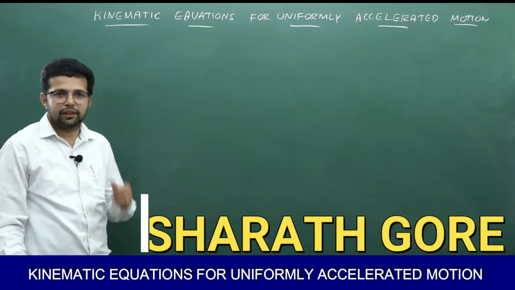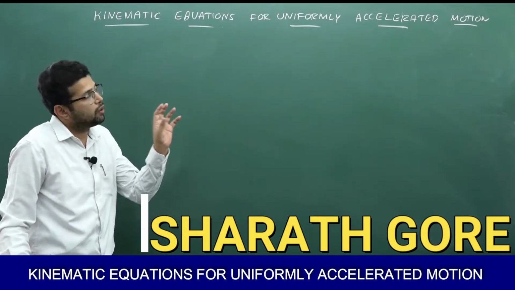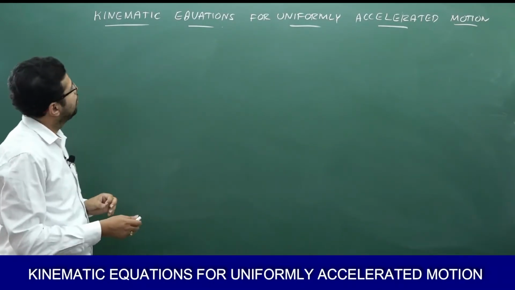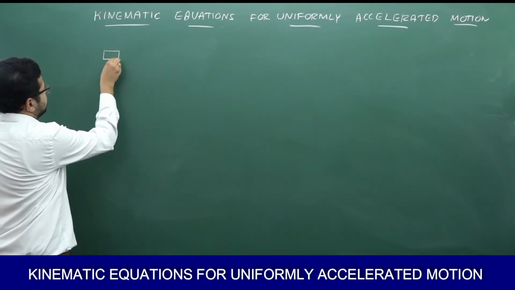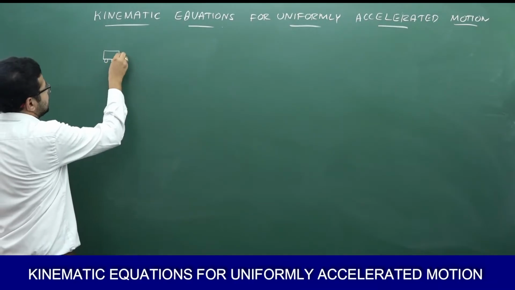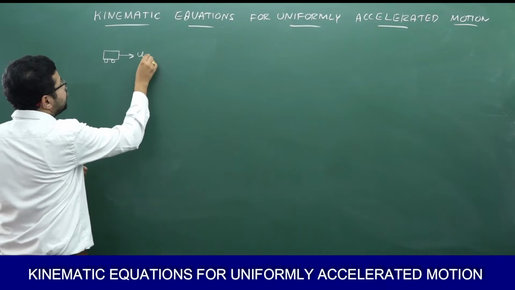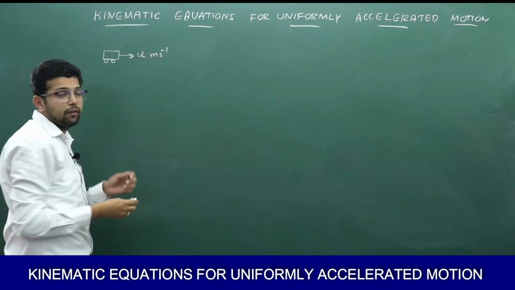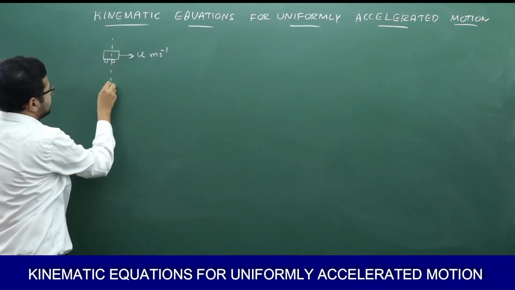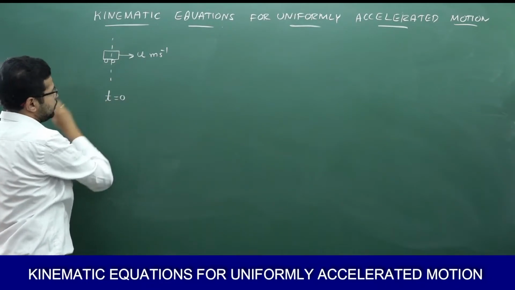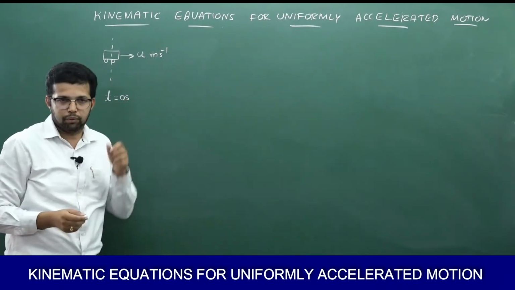Hello dear students, in this session we will derive kinematic equations for uniformly accelerated motion. Say there is a bus which is initially moving with a velocity of u meter per second. Initial velocity of the bus is u meter per second. Initial velocity means the corresponding time t is equal to 0. When the time is 0 seconds, the bus was moving with u meter per second.